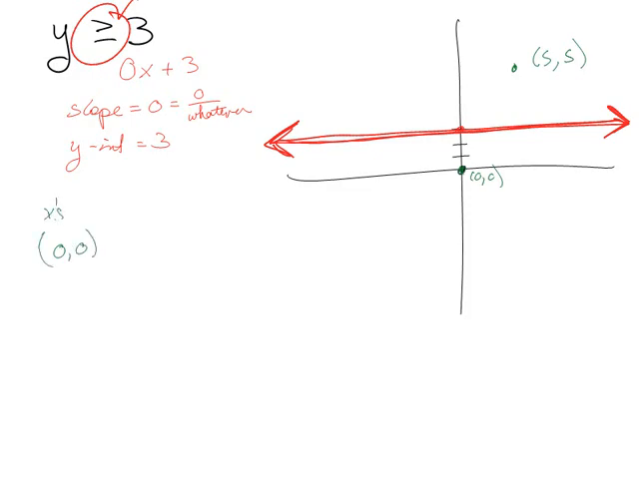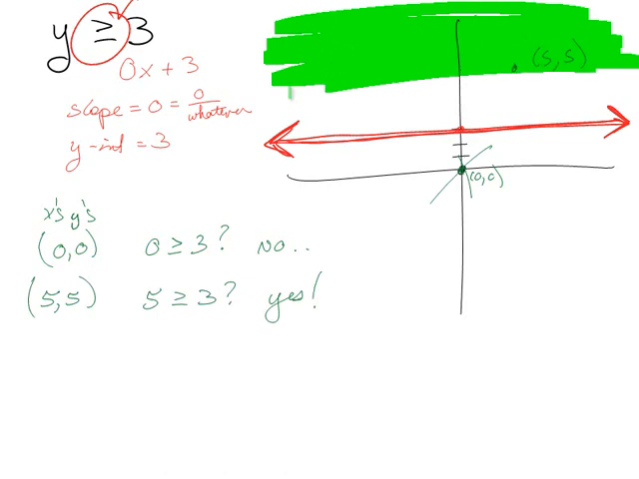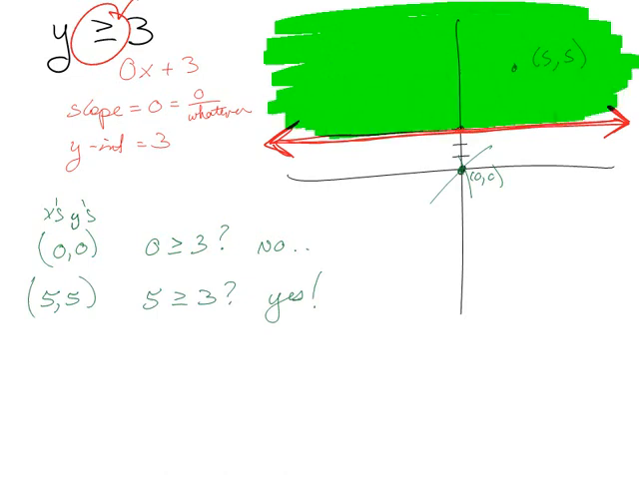So 0, 0. These are my x's. These are my y's. I don't really have an x, but is 0 greater than or equal to 3? No, it's not. So that's not part of my solution. If I look at the 5, 5, is 5 greater than or equal to 3? Yay, it is. So that means that everything up here is part of my solution. And when you're graphing linear inequalities, that's about all there is to it.